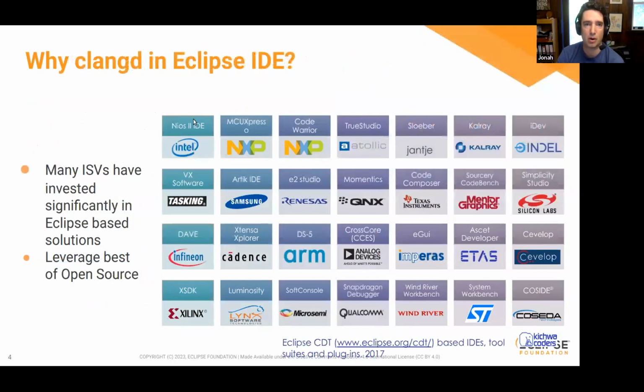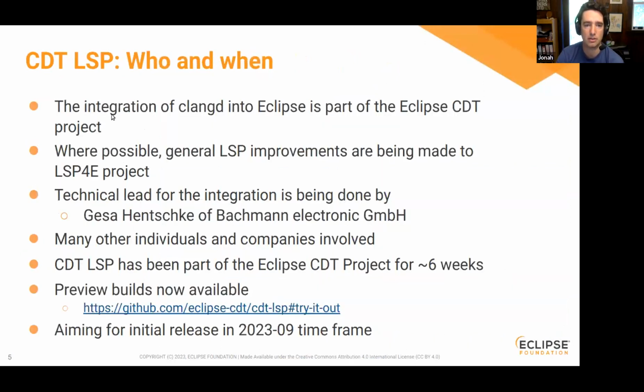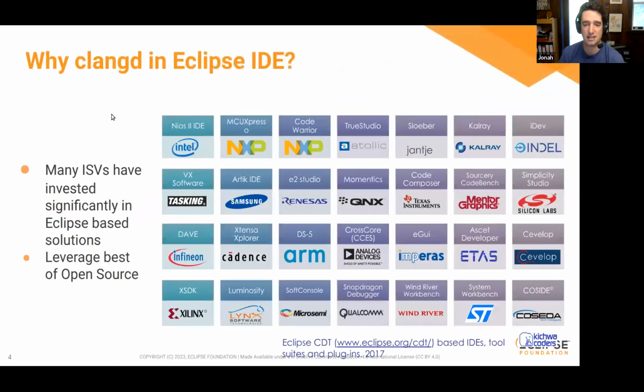So you might be asking, well, why ClangD and Eclipse IDE? Why is this important? As you may know, language servers, most people immediately think of VS Code. But we have, especially in the CDT community, a huge number of ISVs that have significant investments in the Eclipse-based solutions. And so we need to maintain that. There's a lot of extra tooling like configuration wizards, advanced debug views, and having good quality C++ support in Eclipse is really important.